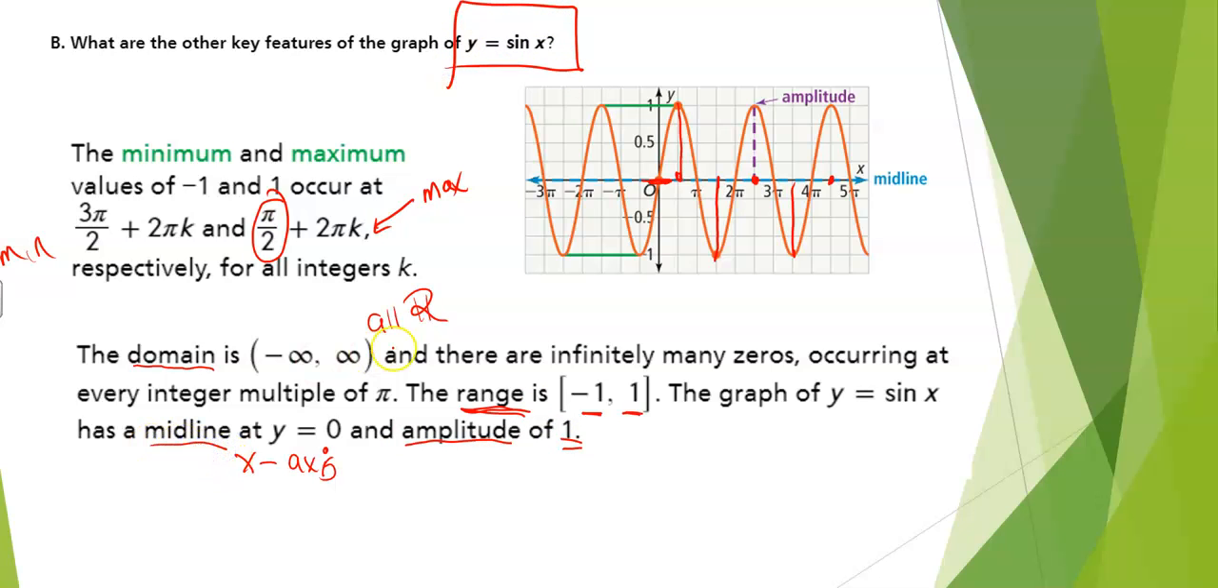So the midline, the domain, the range, the amplitude, and we didn't have it on here, but if you remember, the period was 2 pi. It's kind of written into that right there. Period is 2 pi.